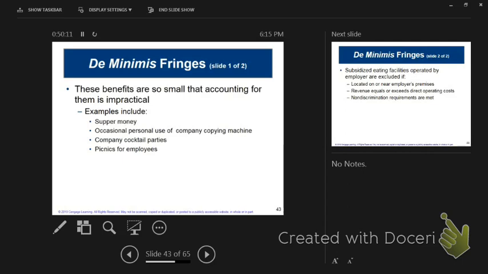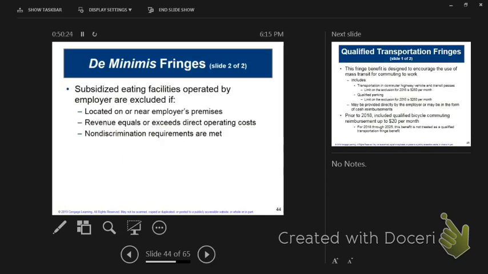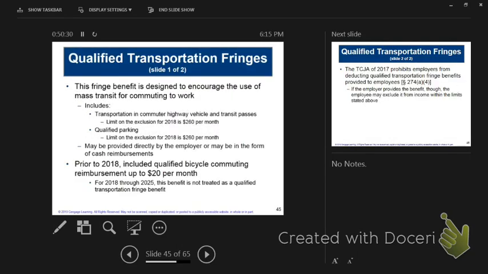And then these are some of the small, very impractical things that you might have to pay for if they didn't call them de minimis. Company picnics, those types of things. Company cocktail parties. And a few other ones. This was the one that I didn't know about.